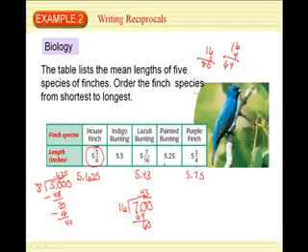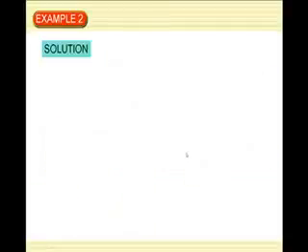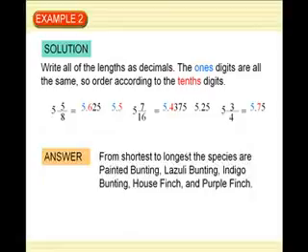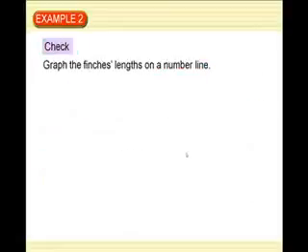So order from shortest. The shortest is this one. That's 1. 25 cents. Then what do we have? 43. This is number 2. This is number 3. This is number 4. And this is number 5. So what I did is I took them all and I put them in decimal form. So let's see. They probably did the same thing. And then they wrote them out.